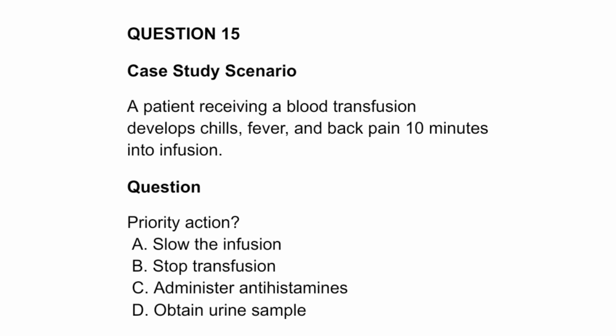Question 15. Case study scenario. A patient receiving a blood transfusion develops chills, fever, and back pain 10 minutes into infusion. Question: priority action? A. Slow the infusion. B. Stop transfusion. C. Administer antihistamines. D. Obtain urine sample.